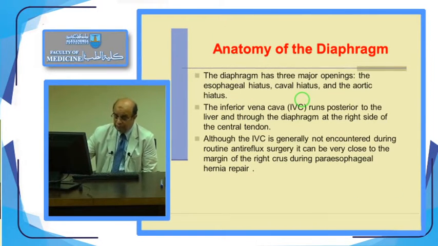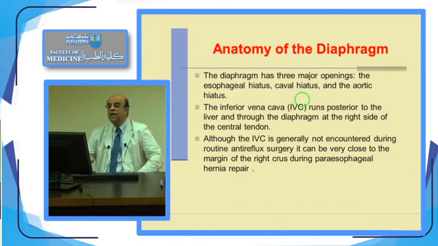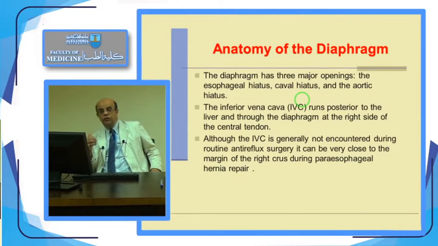The diaphragm, the hiatus itself. The diaphragm has three major openings: the esophageal hiatus, the opening in the diaphragm for the passage of the inferior vena cava, and the aortic hiatus, which transmits the aorta. The inferior vena cava runs posterior to the liver and through the diaphragm at the right side of the central tendon and at the right side of the abdominal esophagus.